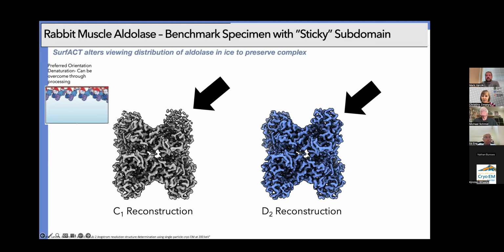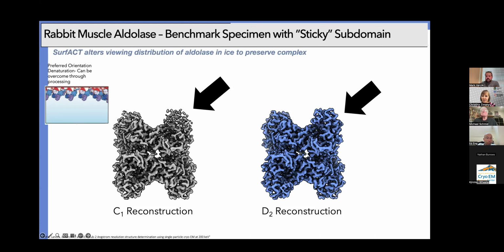We have another example with hemoglobin where we added it and it didn't change the viewing distribution at all, but it also didn't destroy the sample. So it was more or less just there adding scattering to hemoglobin. And we have another example where it seemed to help a little bit, but it wasn't a binary type improvement from HA to what we saw with Surfact.